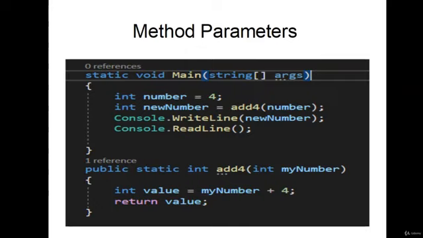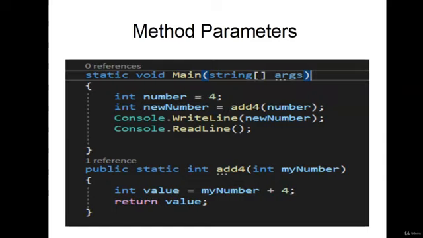So now let's look at the main. In the main, we declared int number 4. And in the next line, we declare an int new number. And new number is going to be equal to the method add4. Because we define this method with a parameter, you have to pass a parameter whenever you call the method, or you're going to get an error. Now notice that the variable that we pass doesn't have to match the variable that we gave in the parameter list. The parameter list has my number, and the variable that we pass is just number.